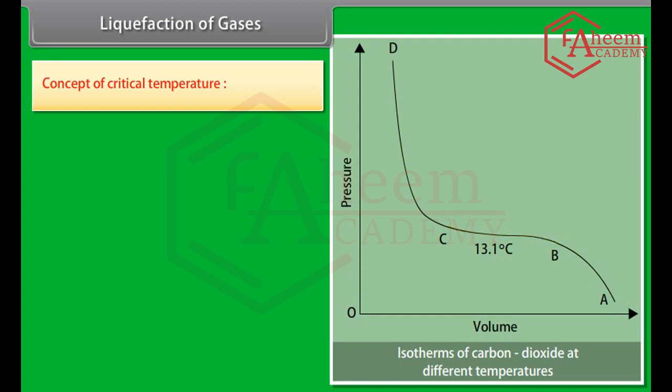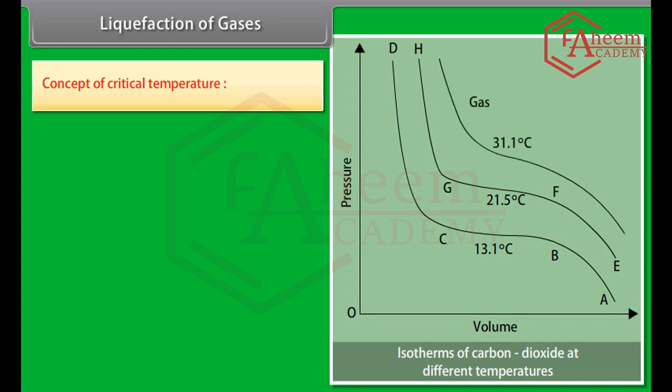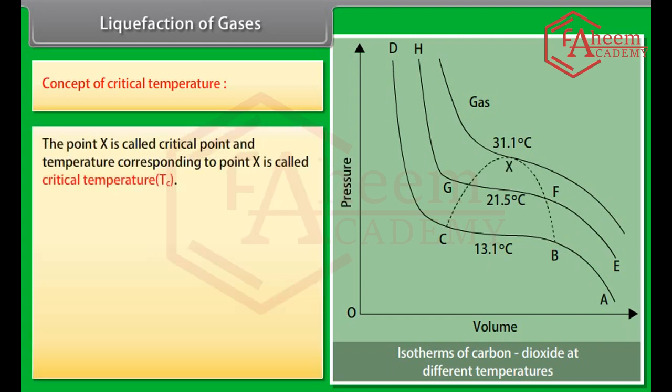The isotherm EFGH at 21.5 degrees Celsius is similar to that at 13.1 degrees Celsius, except that the horizontal portion over which liquefaction occurs is shorter. In the isotherms above 31.1 degrees Celsius, the horizontal portion completely disappears. This shows that above 31.1 degrees Celsius, the liquefaction of the gas does not take place at all, however high the pressure applied. The point X is called the critical point, and the temperature corresponding to point X is called the critical temperature.